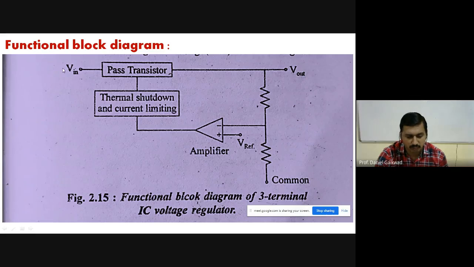Now we have a very simple functional diagram of the 3 pin IC regulator. So we have 3 pins. One terminal is V in, the second is V out, and the third terminal is common. And we have the block diagram in which one block is called the pass transistor, the second block is called thermal shutdown and current limiting, and there is one triangular portion that is called the amplifier, with inverting and non-inverting terminals, and this connection is called V reference. Okay, so this is the general block diagram.